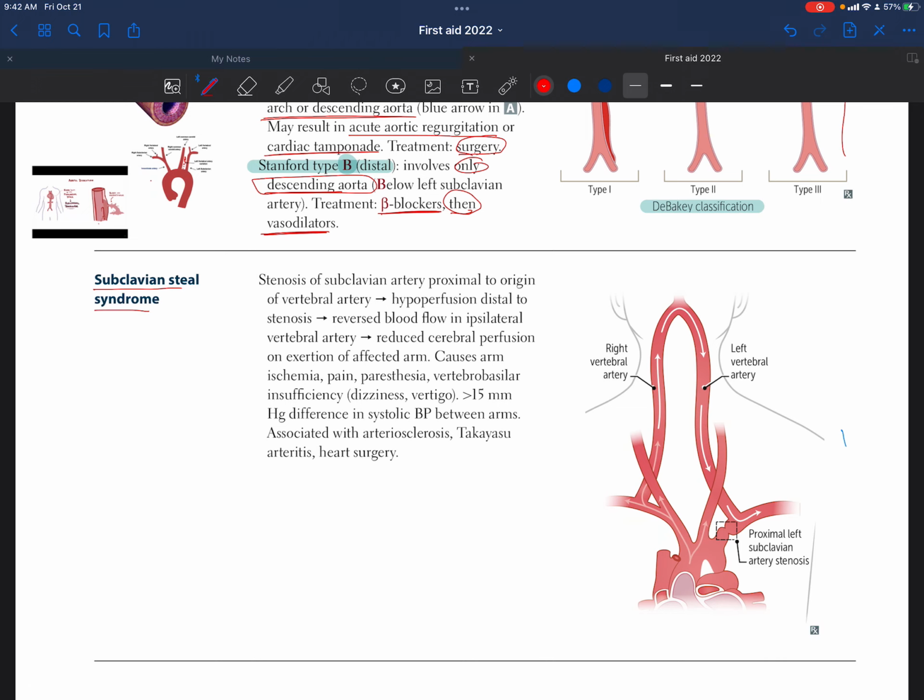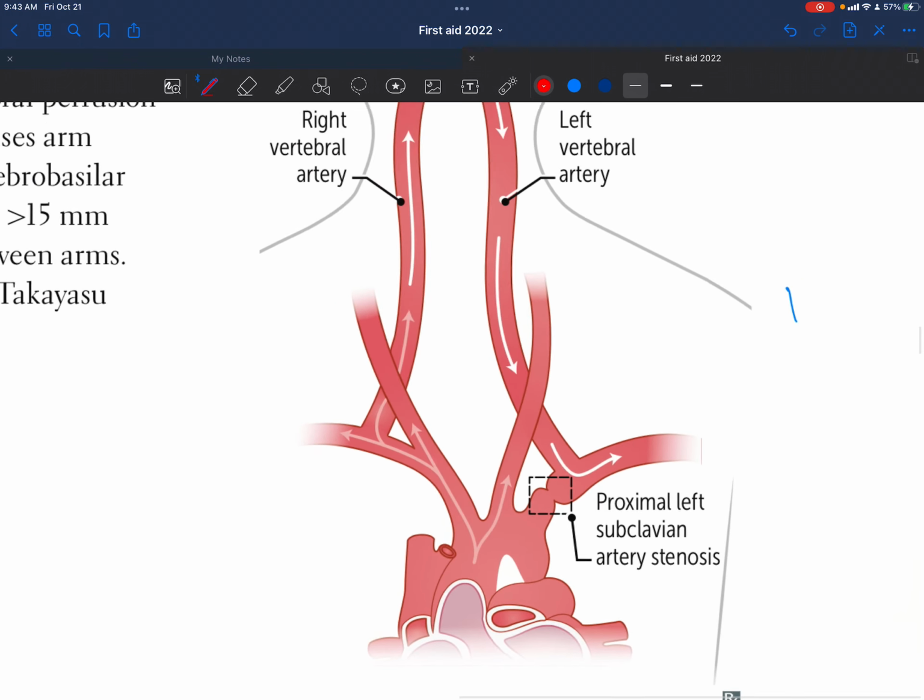For subclavian steal syndrome, it's kind of an easy concept actually. So what is happening is that there is stenosis of the subclavian artery, okay? That's one. Where is that stenosis happening? It's proximal to the origin of the vertebral artery, okay?